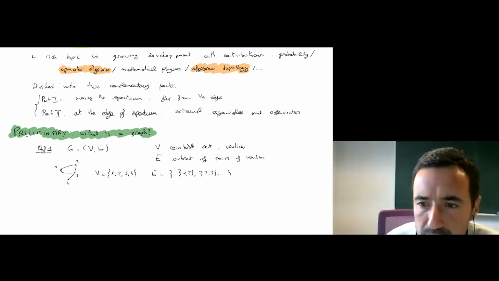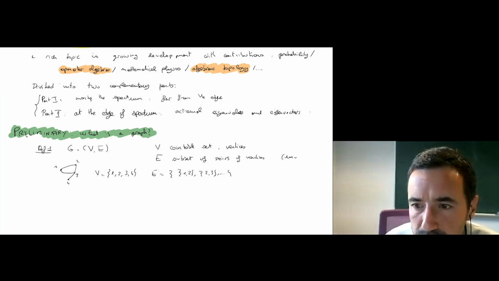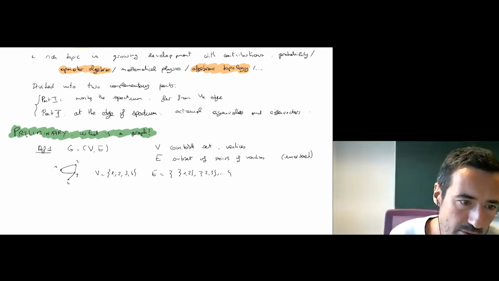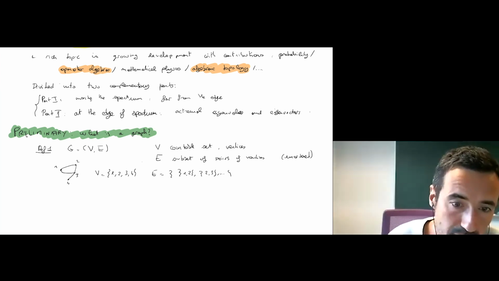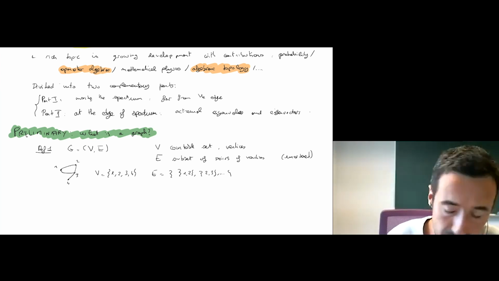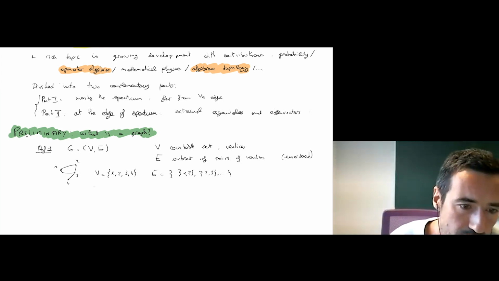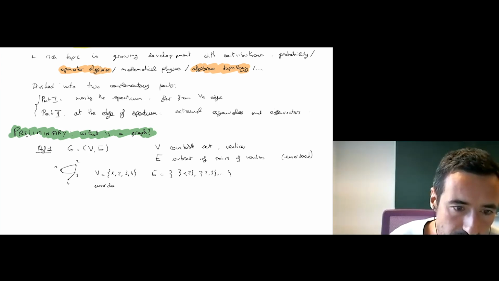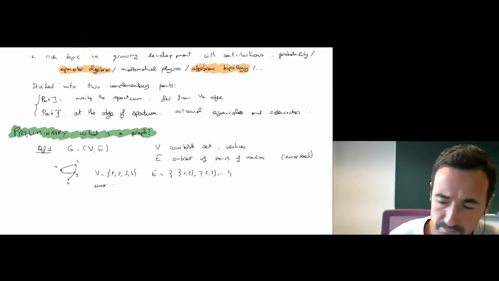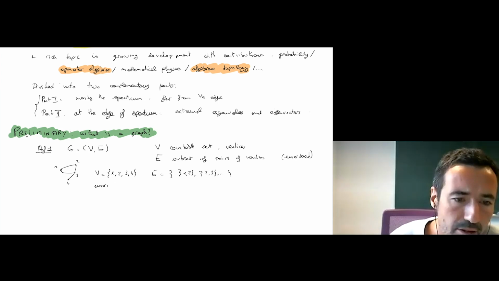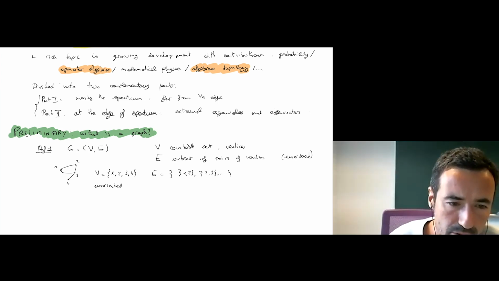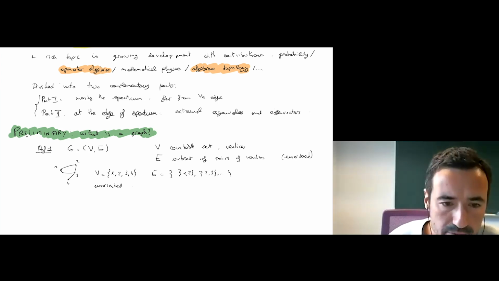Sometimes you want to consider ordered pairs. Then you have a directed graph, and you represent it with arrows. So this definition corresponds to an unoriented, or also the word undirected is used, simple graph.